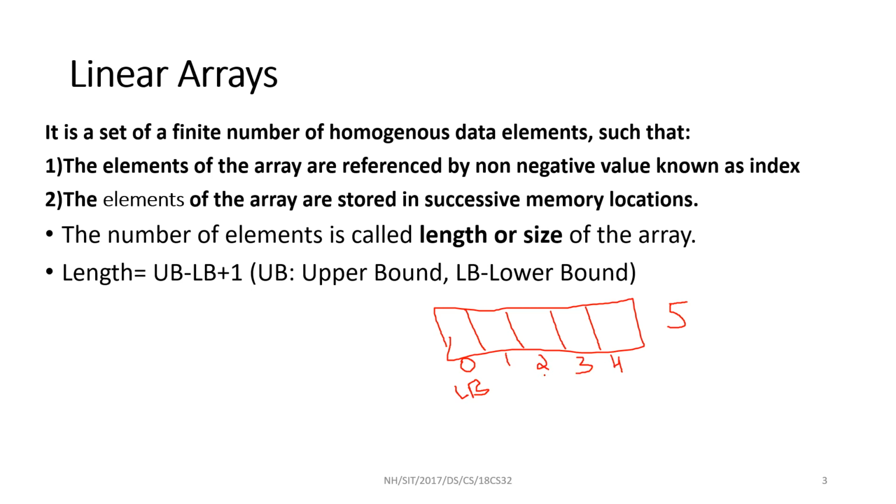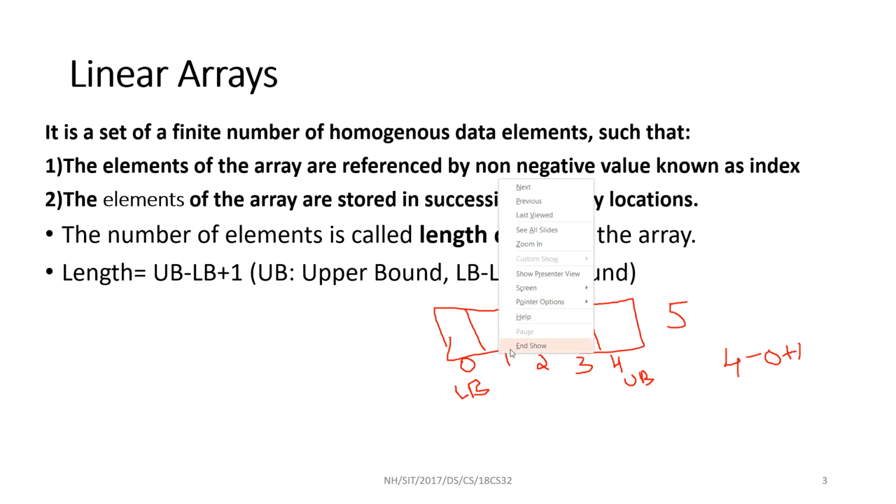How can you set a relation between LB, UB and size? How can you express that value? Length can be computed as UB minus LB plus 1. Let's see that. LB value is 0 and UB value is 4. UB minus LB, that is 4 minus 0, is 4, plus 1, that is 5. If LB value is 0, this relation holds good: UB minus LB plus 1.